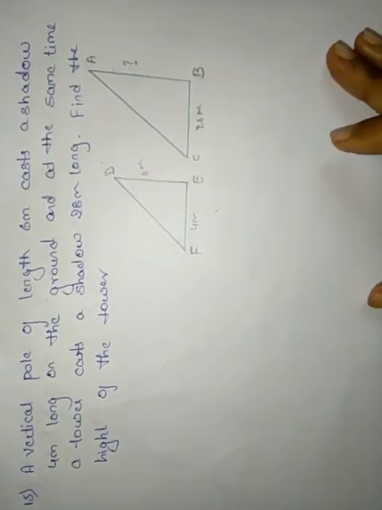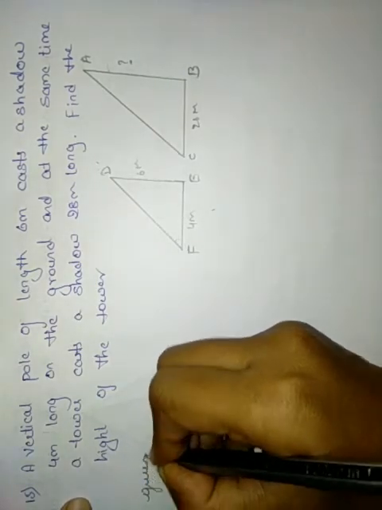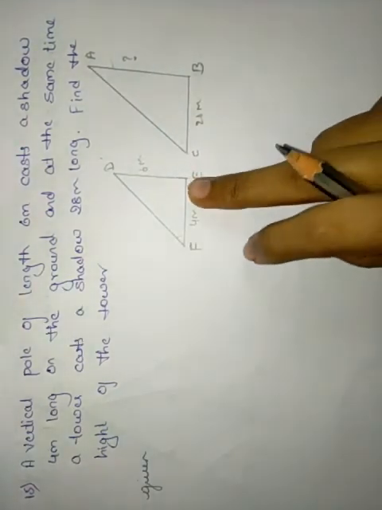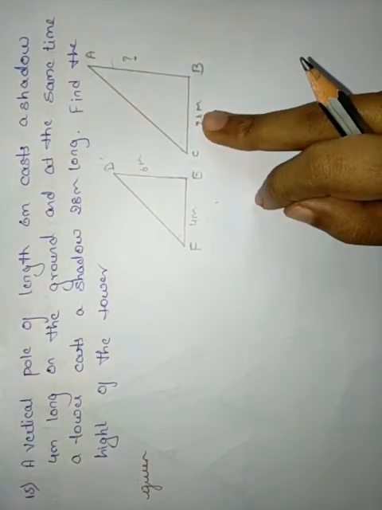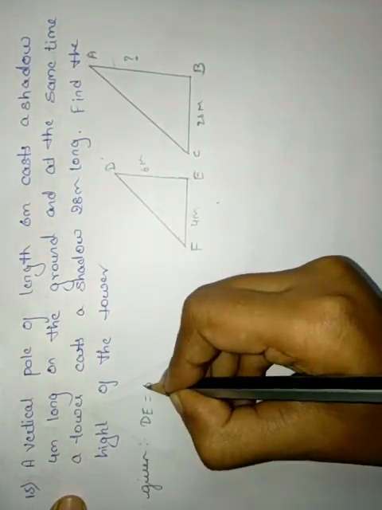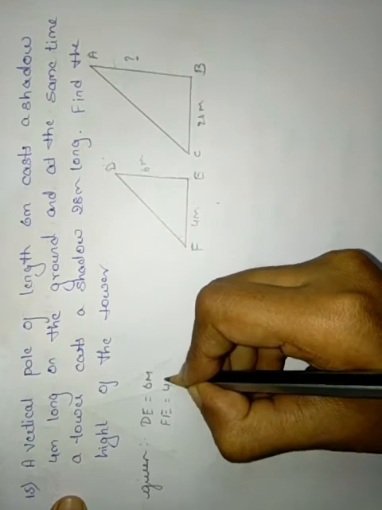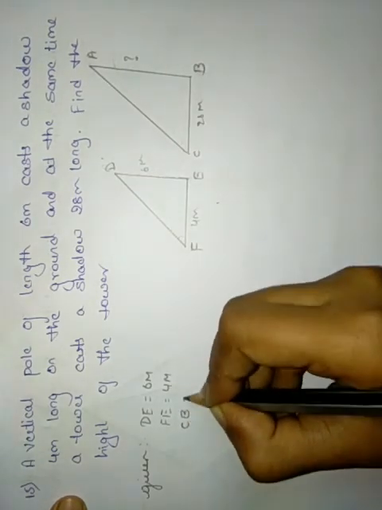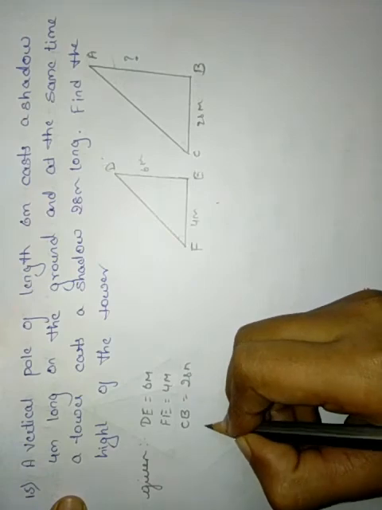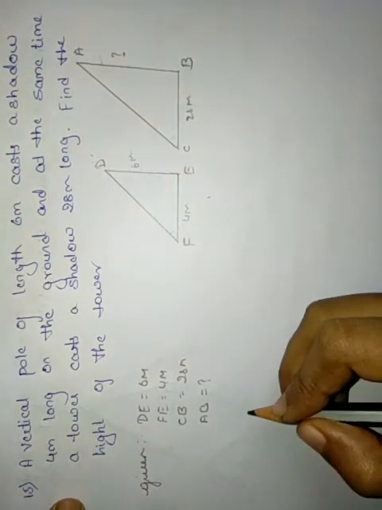So we'll write the given things. Given. Here also first we have to say that these two given triangles are similar. Then we have to say that their corresponding sides are in the same ratio. Given things. What all they have given? They have given DE is equal to 6 meter and FE is equal to 4 meter. CB is equal to 28 meter, and we need to find AB, right?